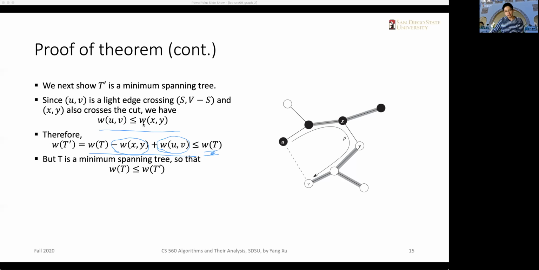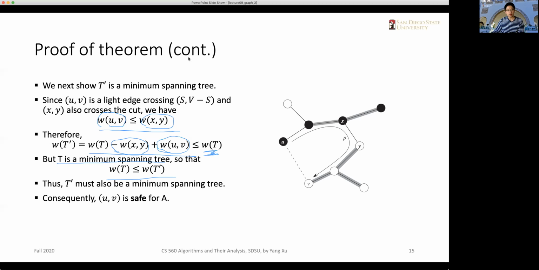Because we subtract something that is greater, and then add something that is smaller, the result must be smaller than the weight of T, or the minimum spanning tree, right? But since T is already a minimum spanning tree, it cannot be strictly smaller than it. So the only possible result is that the weight of T prime equals the weight of T.